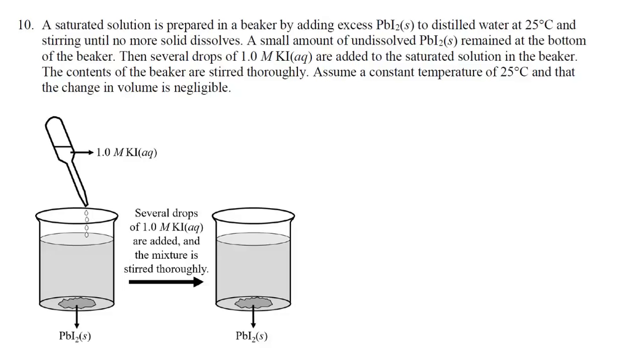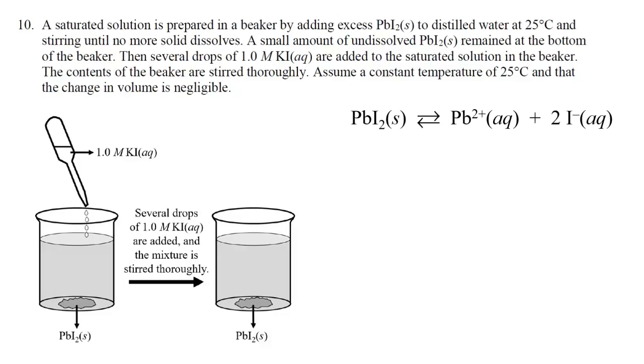Then, several drops of 1.0 molar potassium iodide are added to the saturated solution in the beaker. So that we can see in that dropper pipette with the few drops of 1.0 molar potassium iodide being added. The contents of the beaker are stirred thoroughly. Assume a constant temperature of 25 degrees Celsius and that the change in volume is negligible. So again, another example of the common ion effect.